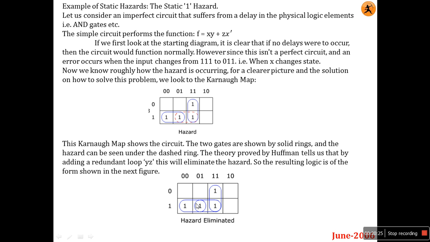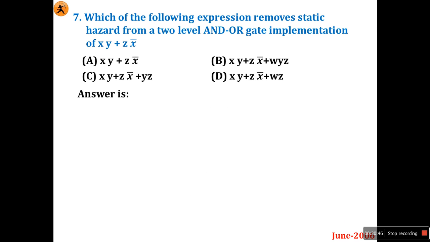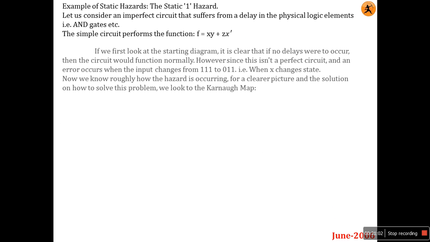So add this one, YZ, to the original function xy plus zx dash plus yz. If you add yz, you can get rid of the static hazard. So the answer is C. Just go through your previous question. This is the given question: xy plus zx dash, how to overcome or remove the static hazard, that is by adding yz. So I hope your doubts are clear now, but you need a lot of practice.